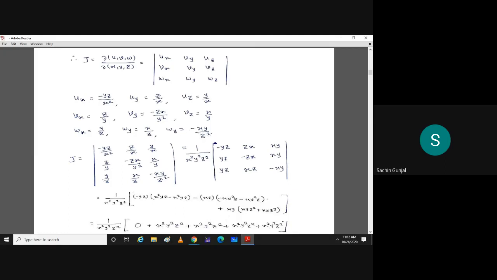Now if you substitute it here, 1 upon x square y square z square will come out, and then a determinant of minus yz, zx, xy, then yz, minus zx, xy, then yz, xz, minus xy. I hope this is clear to everyone, why these entries got changed.